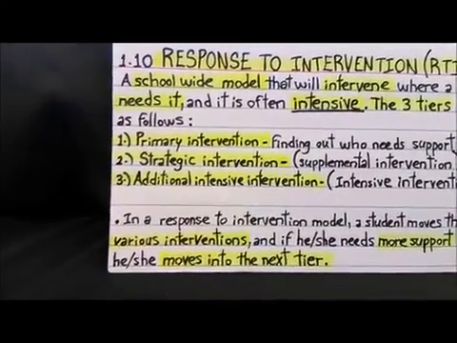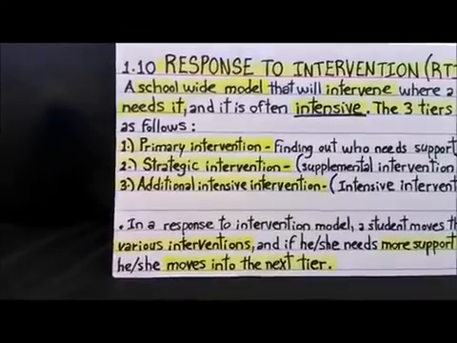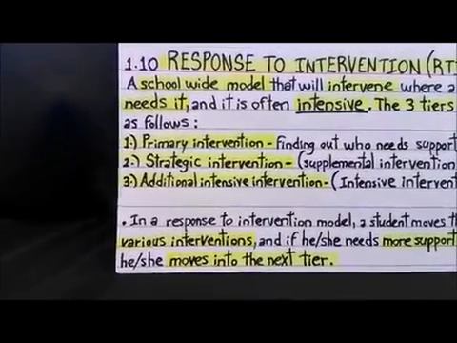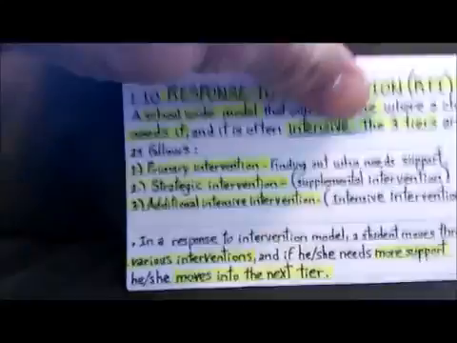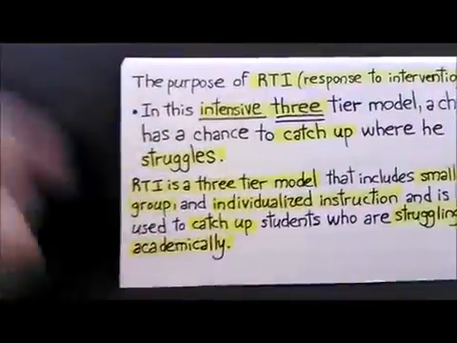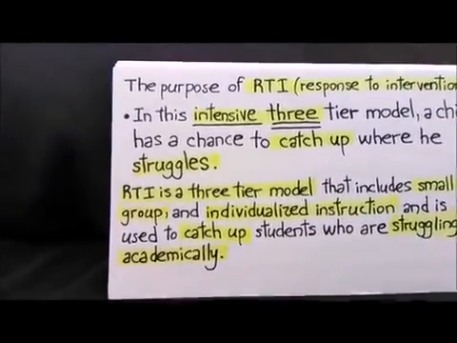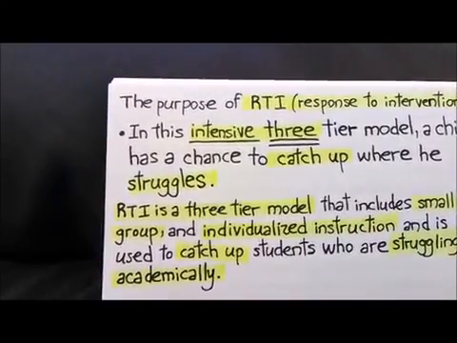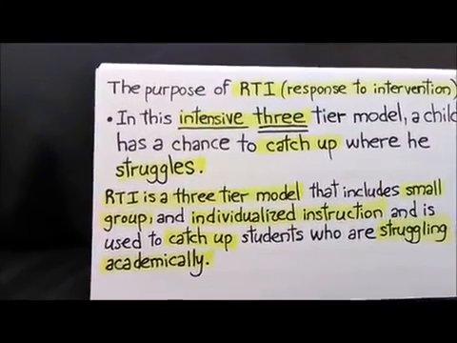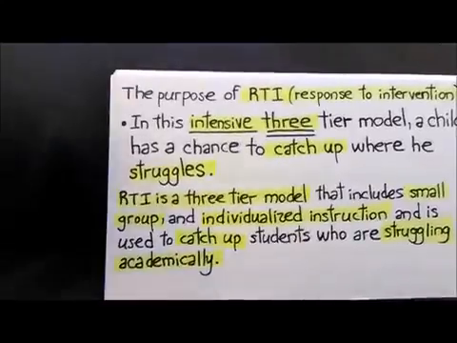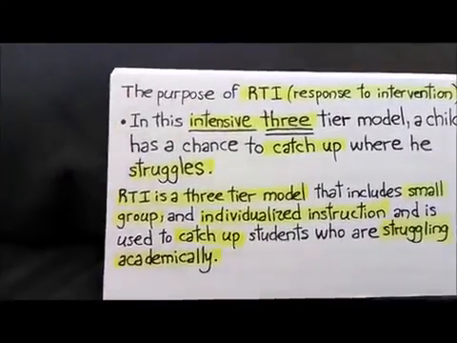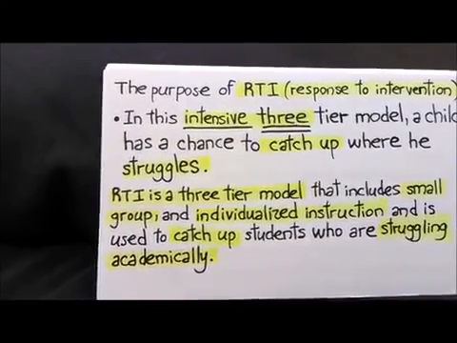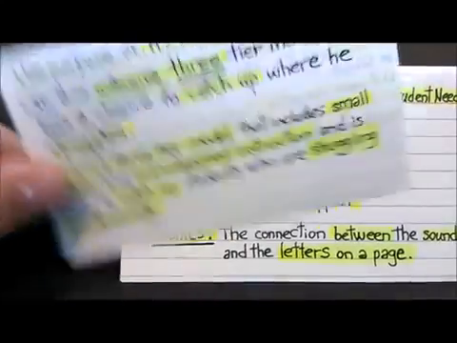In a response to intervention model, a student moves through various interventions, and if he or she needs more support, he or she moves into the next tier. The purpose of response to intervention: in this intensive 3-tier model, a child has a chance to catch up where he struggles. RTI is a 3-tier model that includes small group, individualized instruction, and is used to catch up students who are struggling academically.